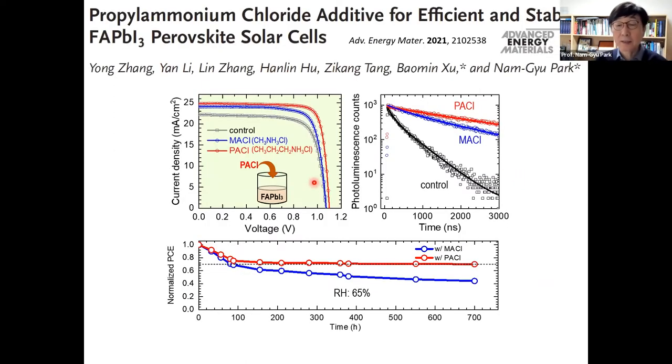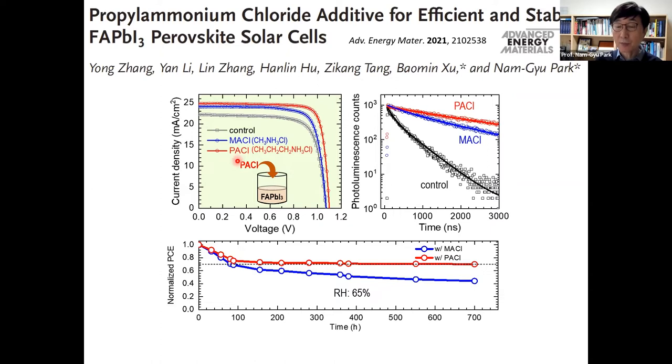And also MACl: usually to make high efficiency FAPbI3 perovskite solar cells, people use excess MACl, such as 35% or 40% MACl. While heating the FAPbI3 precursor solution including MACl, most of the methyl ammonium cation and chloride anion is evaporated, escaped from the film. And a very small amount of methyl ammonium and chloride is still in the FAPbI3 film. Usually MA is a volatile compound. Therefore, this is not good for long-term stability.